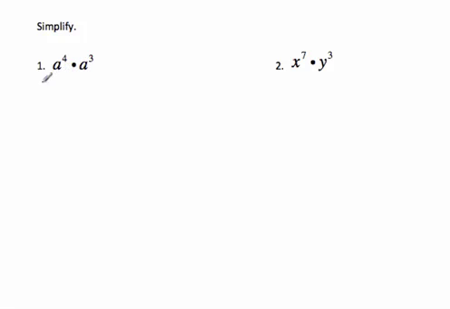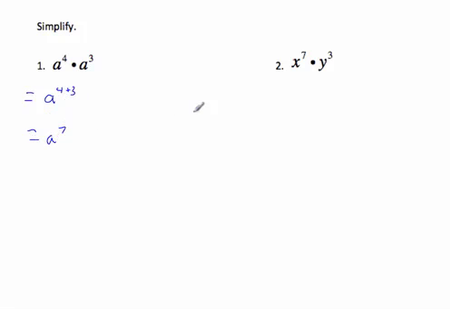Okay, let's do a couple of examples here. So the first example, we have a to the power of 4, which is 4 a's multiplied by each other, and then a to the power of 3, which is 3 a's multiplied by each other. Altogether, you have 7 a's multiplied by each other, so you have a to the power of 7. Just add the exponents together.